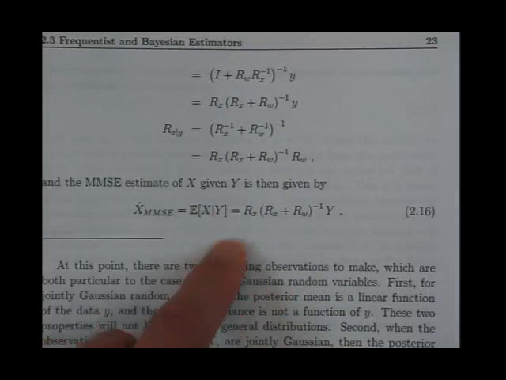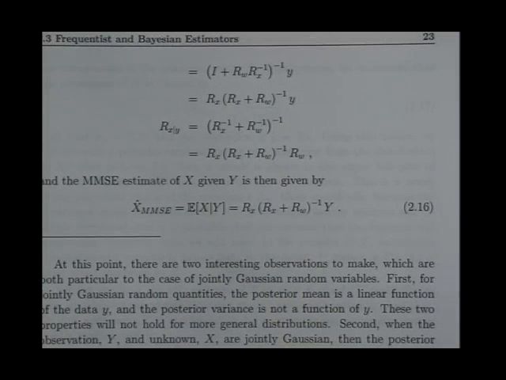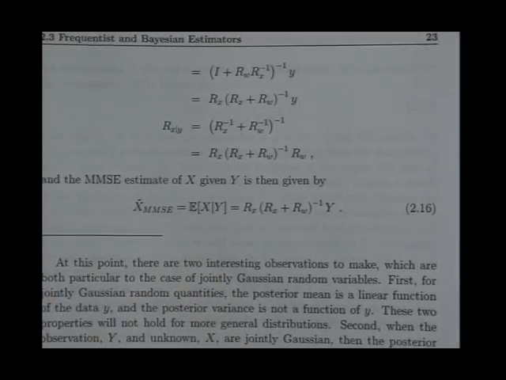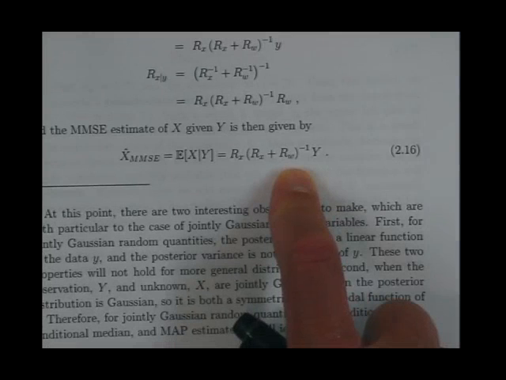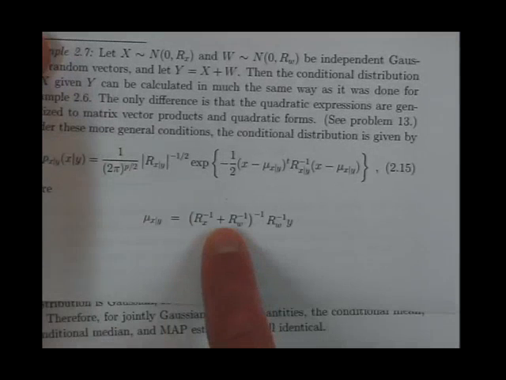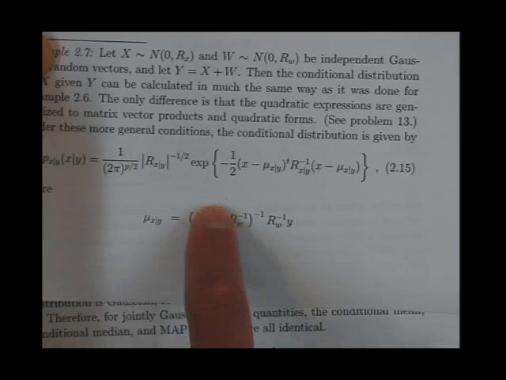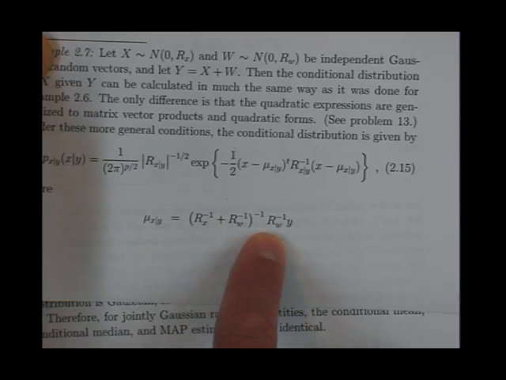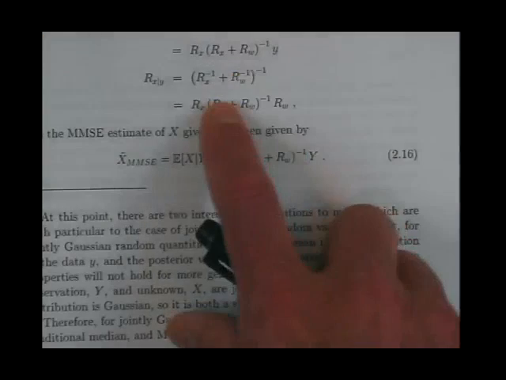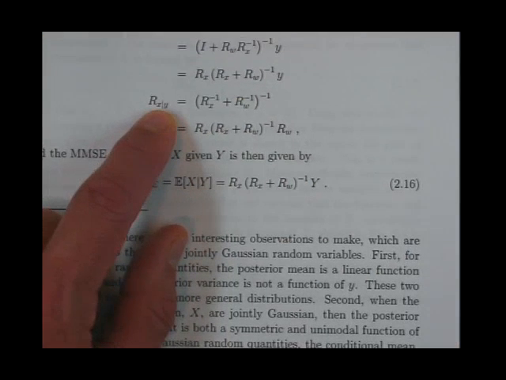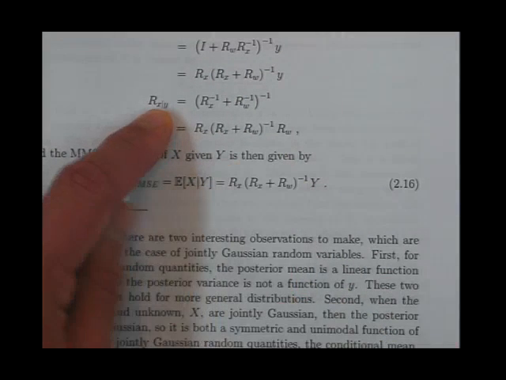I'll let you figure out the completing the square; it's messy, but you do it. And then the conditional mean and the conditional variance: this becomes the conditional mean. So it's R sub X inverse plus R sub W inverse, and then you take the inverse of that quantity, and multiply by R sub W inverse times y. And the conditional variance is now the conditional covariance, R sub X given Y, and that also has an expression. So you can do this.